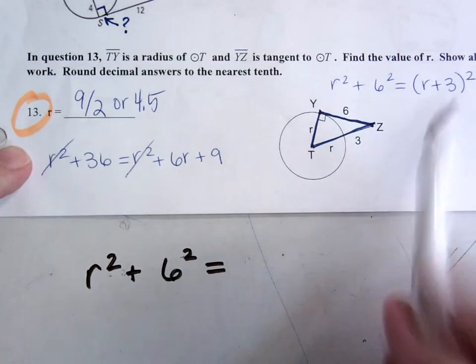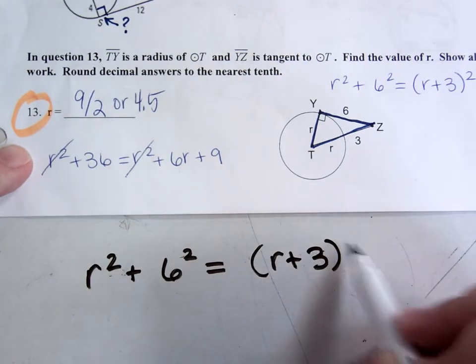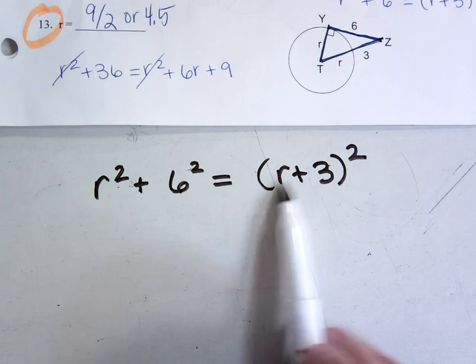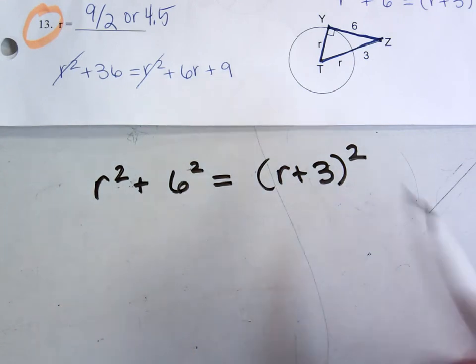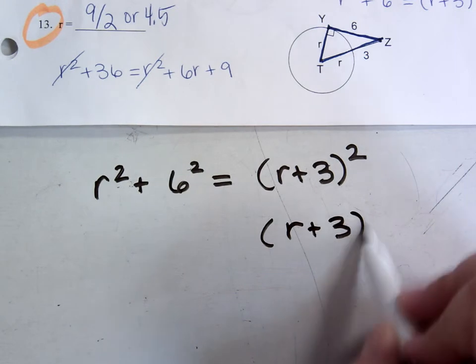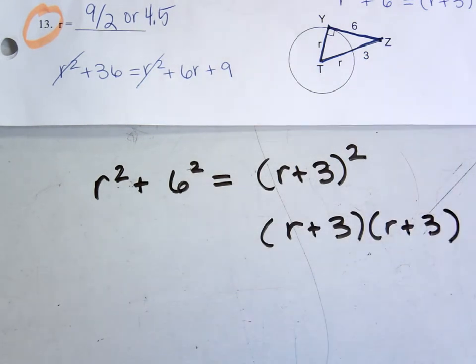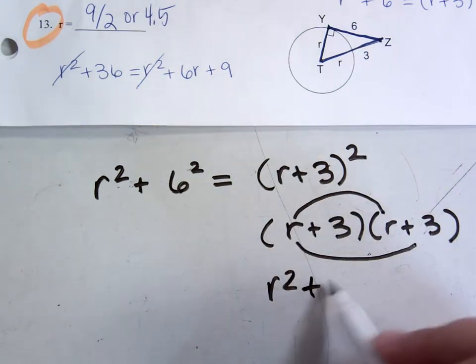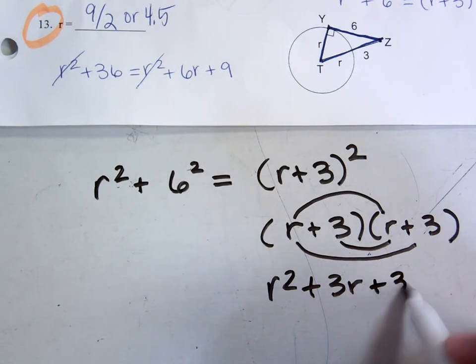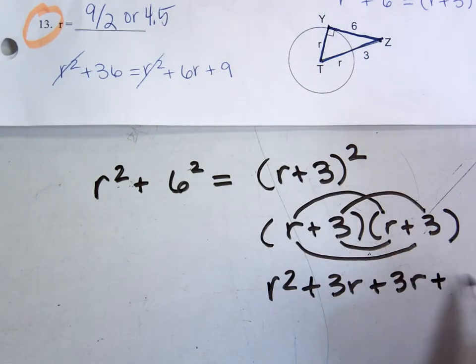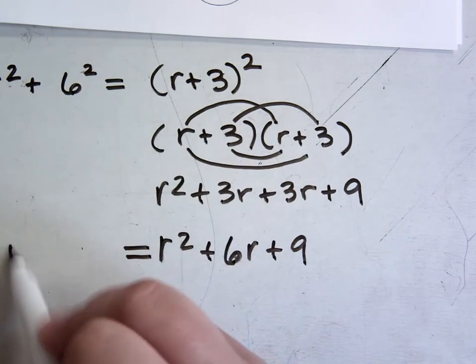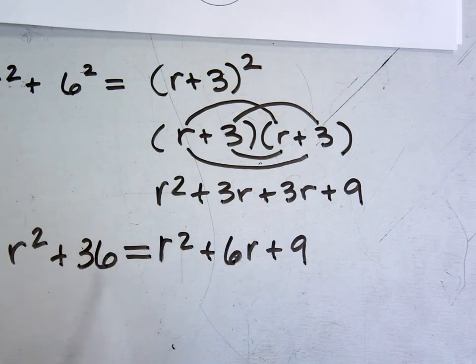And you see where I set it up right here: r plus 3, all squared. This is the one I told you guys to be careful about when you square a binomial. This has two terms, 1, 2. That's why it's called a binomial. When you square it, you're multiplying it out like this. So that's where you FOIL. That's r times r, which is r squared. r times 3, which is 3r. 3 times r, which is also 3r. And 3 times 3, which is 9. So when you square that, what you get is r squared plus 6r plus 9, not just r squared plus 9. And on this side, you have r squared plus 36.